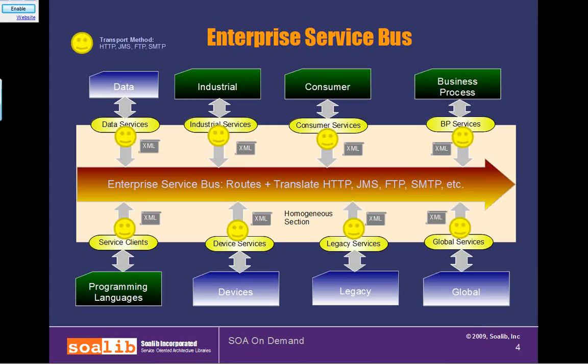So if we use REST, can we use ESB? Yes, we can surely use ESB with REST services as well, because REST services are HTTP based and use the HTTP protocol.